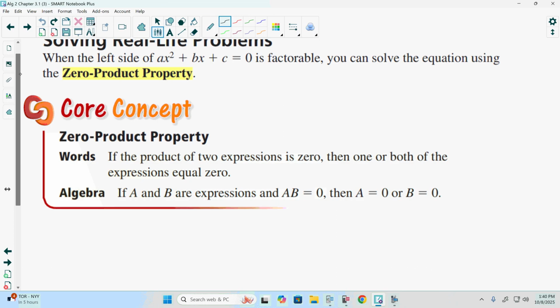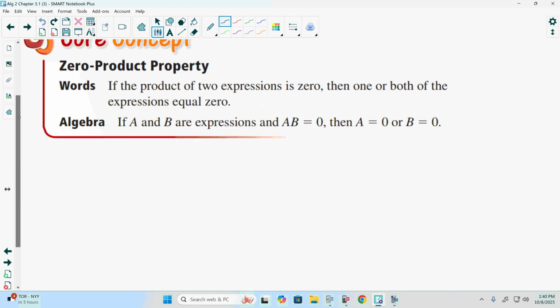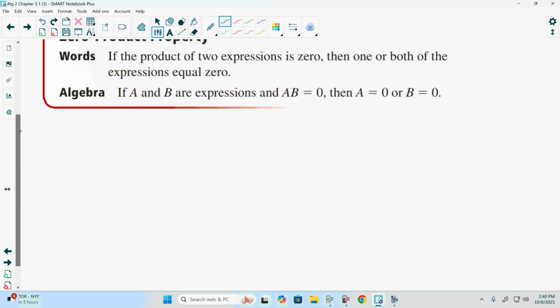It just says if we multiply two things together and get zero, so like this here, a times b equals zero, well, a has to be zero or b has to be zero. One of those two has to be zero. That's all the zero product property says. Multiply two things together and get zero, one of them has to be zero.